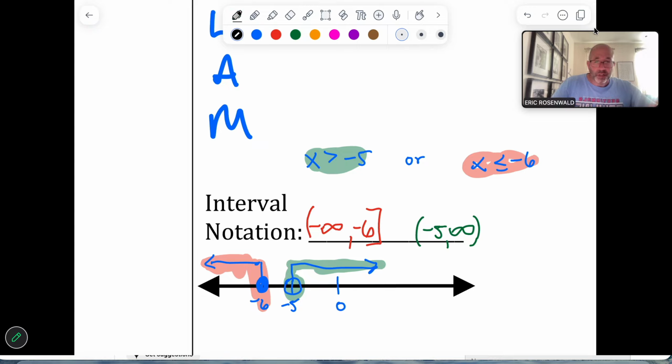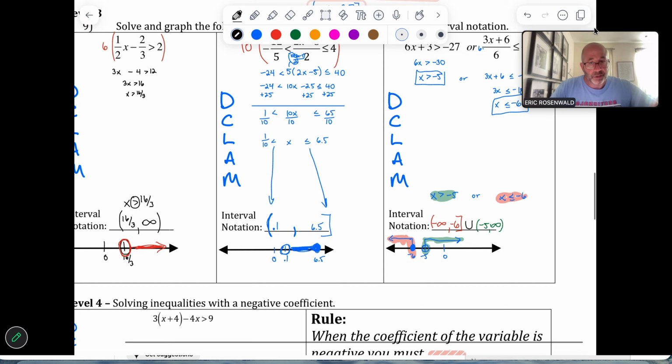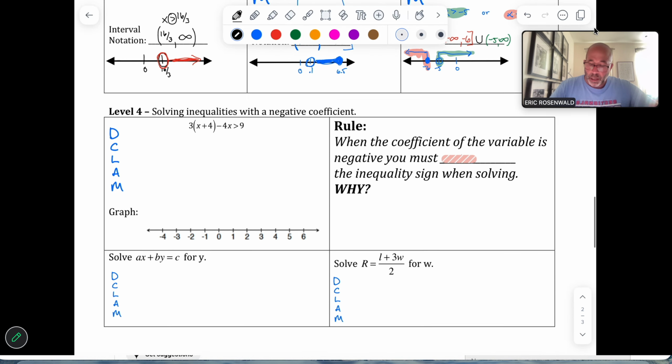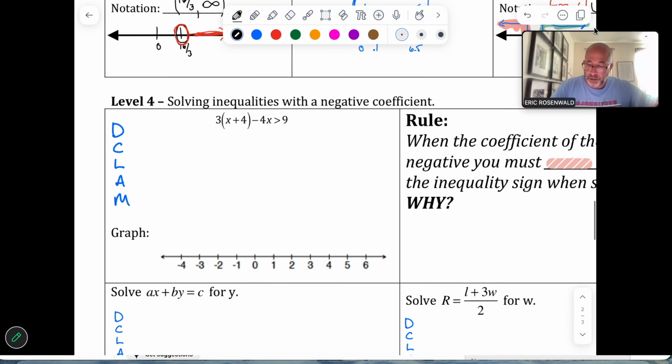And then how do we join these two? How do we say this or this? We use a U for union. So we're saying there's two different parts to this. That's our interval notation. All right, a couple more problems. Let's jump in on this one.